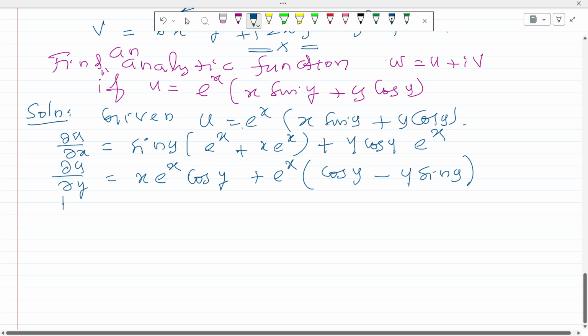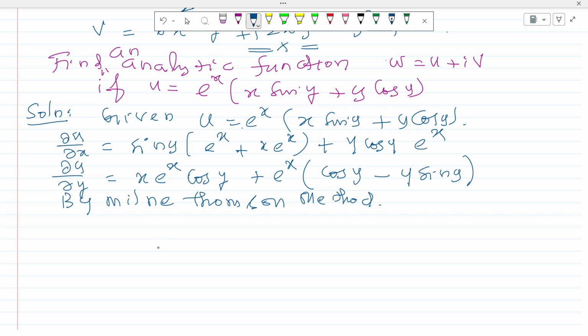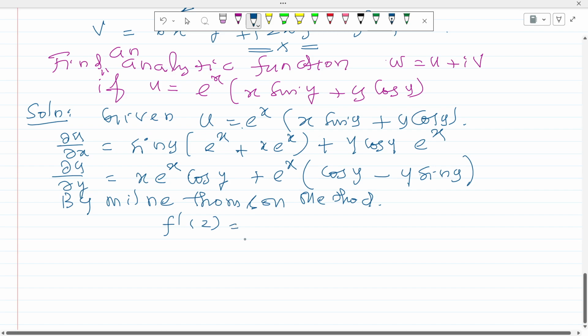By Milne-Thomson method, what is the formula? If u is given, f dash of z equal to dou u by dou x of (z, 0) minus i into dou u by dou y of (z, 0). So you have to remember this formula. It is an important formula.